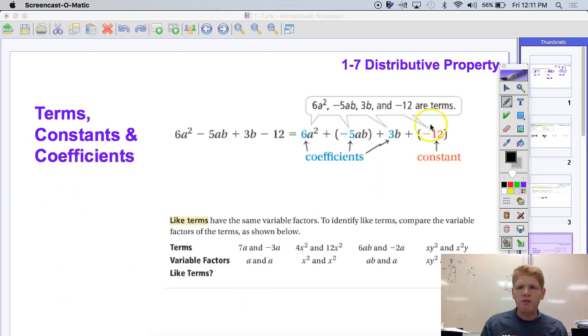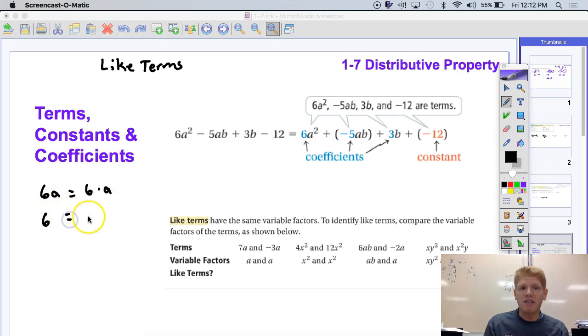All right, well, let's quickly review like terms. Like terms are terms that are alike. So quickly, in terms of definitions, remember that a term is any combination of a number and or a variable. So for example, 6a is a term. That means 6 times a. Also, the number 6 would be a term.